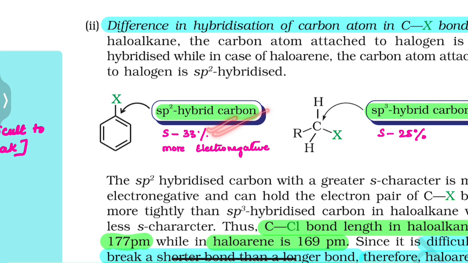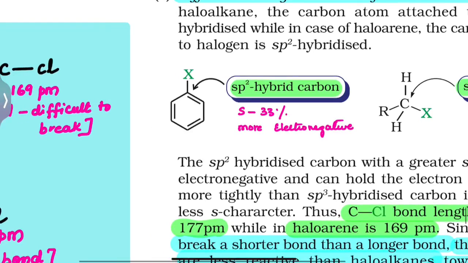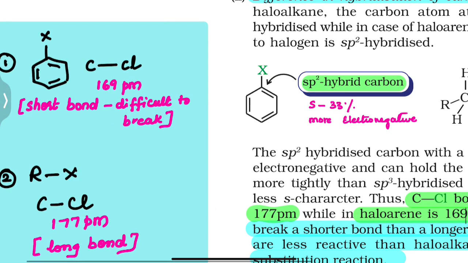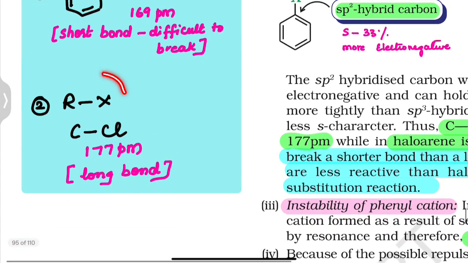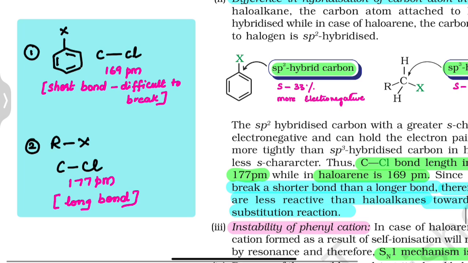The more the s character, the more electronegative it will be. So the carbon atom present here will be more electronegative compared to this carbon atom. As a result, this carbon atom will pull electrons close to itself. As a result, the bond length between carbon and chlorine will be less, that is 169 picometer, whereas in haloalkane the carbon-chlorine bond length is bigger, which is 177 picometer. So it has a longer bond.